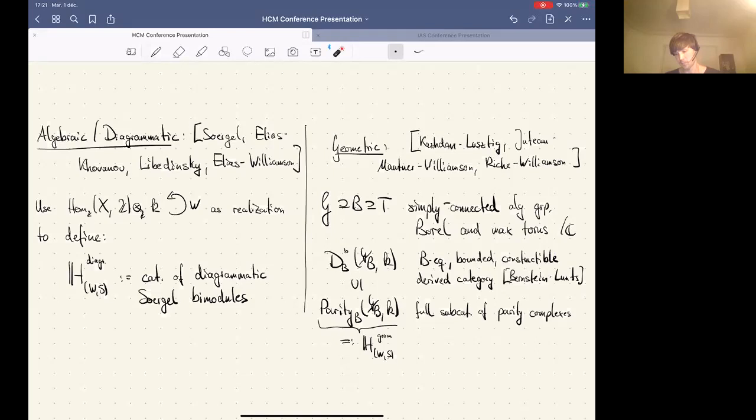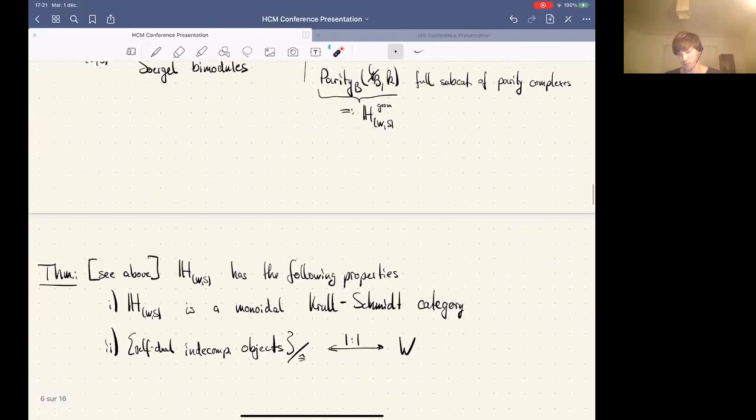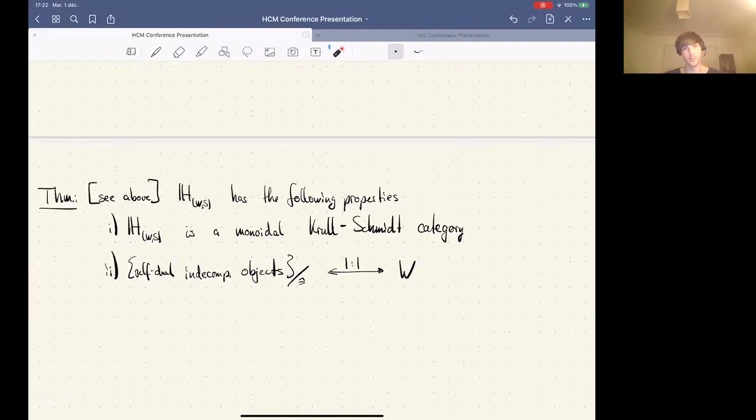And so I hope that most of you know at least one of the two settings. But since I don't have the time to really talk much more about this, I want to at least mention some of the most important properties. And these are the following. So as I said, these two categorifications are equivalent. So from now on, I'll just drop the superscript geometric or diagrammatic and let you choose whichever setting you want to work in. And so this Hecke category has the following properties. So as I mentioned already, it's monoidal and it's a Krull-Schmidt category. So Krull-Schmidt means that any object decomposes as a finite direct sum of indecomposable objects.